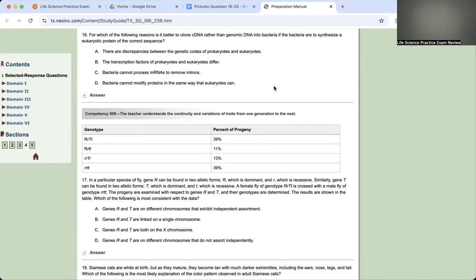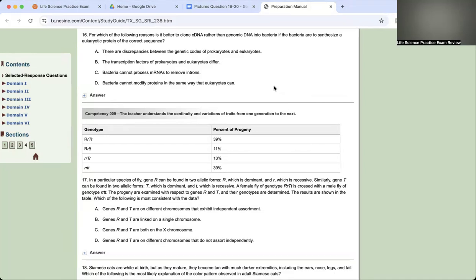So cDNA in this case is going to be DNA that doesn't include extra stuff like introns and things that don't get expressed. Let's go through the wrong answers. A is incorrect. A says there are discrepancies between the genetic code of prokaryotes and eukaryotes. This is incorrect because prokaryotes and eukaryotes have the same type of genetic code. There are no discrepancies. They're both made of A's, T's, G's, and C's, all the same.